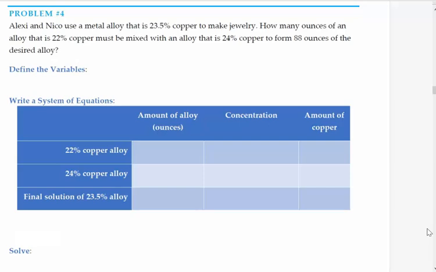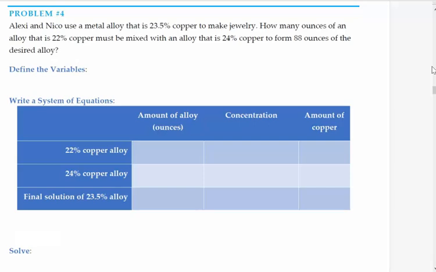Now, an alloy just means a mixture of metals put together. Sometimes they make an alloy to make a metal stronger, or sometimes to make it softer, or just to give it different properties, or so it's not so expensive. So an alloy just means a mixture of metals. So 23.5% copper to make jewelry.